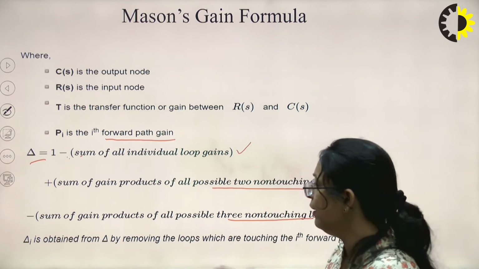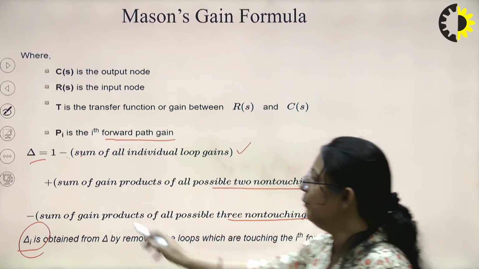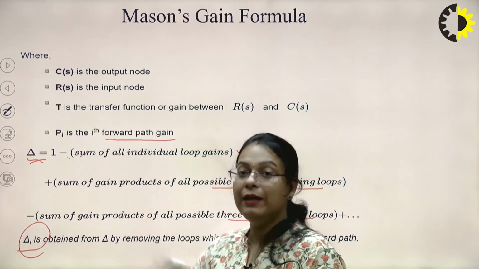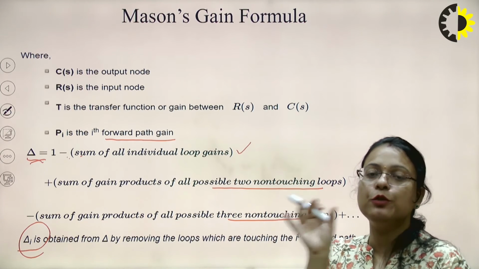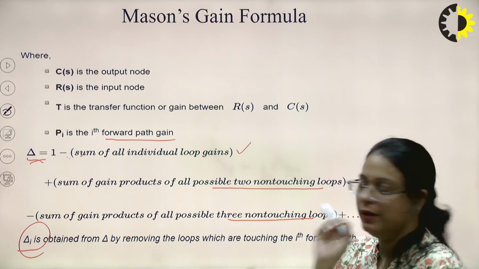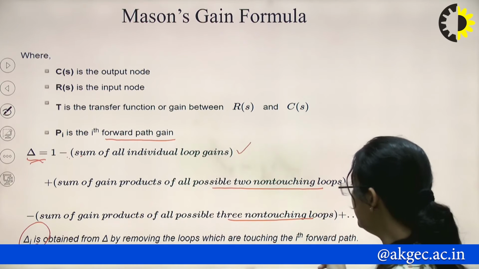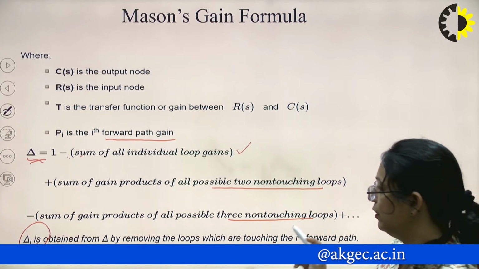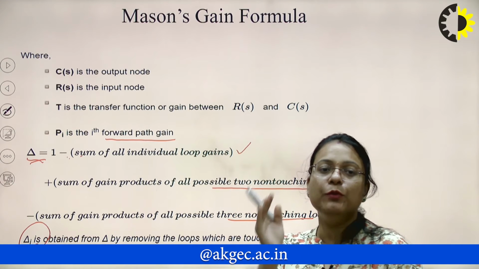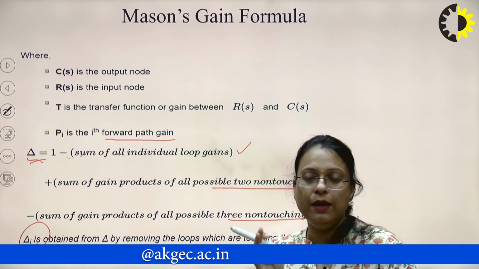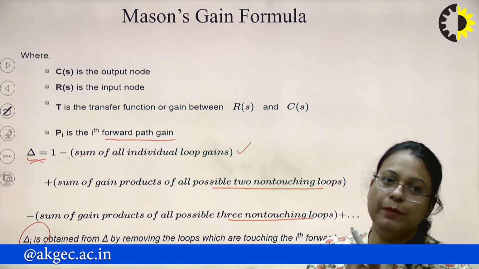And here delta i is obtained from delta only, by removing the loops which are touching that particular path. Delta i represents the value which is obtained from delta by removing the loops which are touching that particular path.